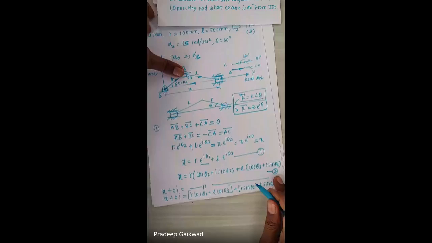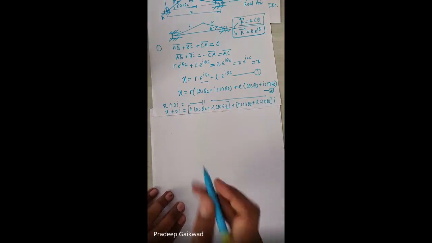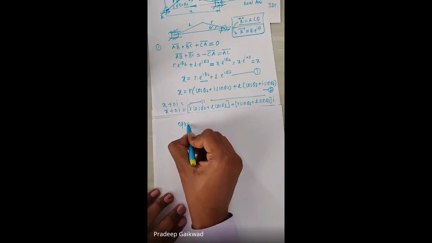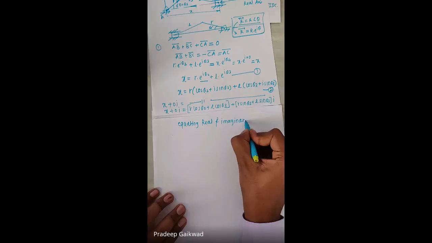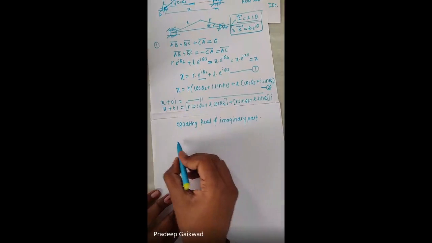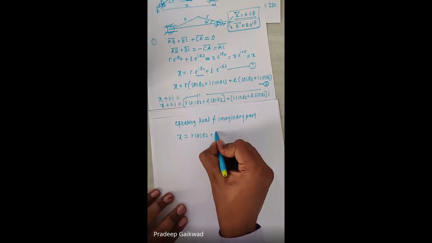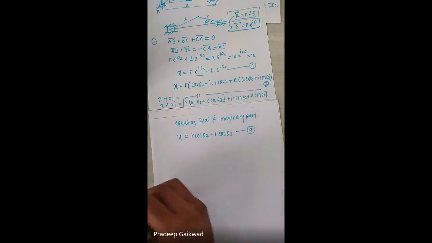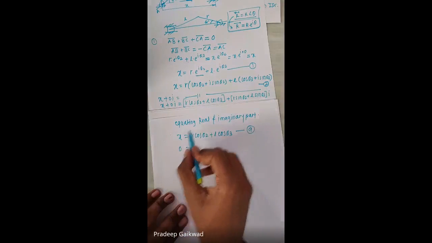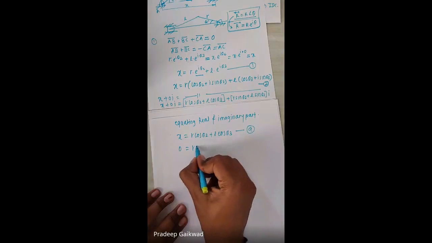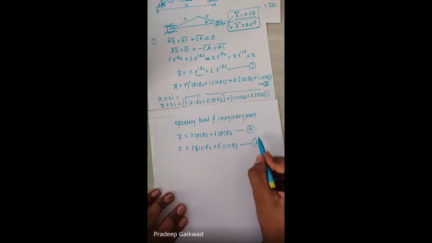On the left-hand side also there is a real part and an imaginary part. If I equate them, what do you get? Equating the real part, x is equal to R cos theta 2 plus L cos theta 3. Let's call it equation A, from the real part. Equating the imaginary part, it is 0. So 0 is equal to R sin theta 2 plus L sin theta 3. This is equation number B.